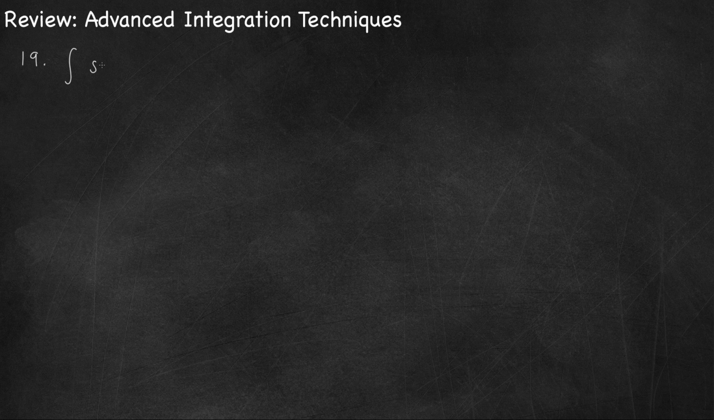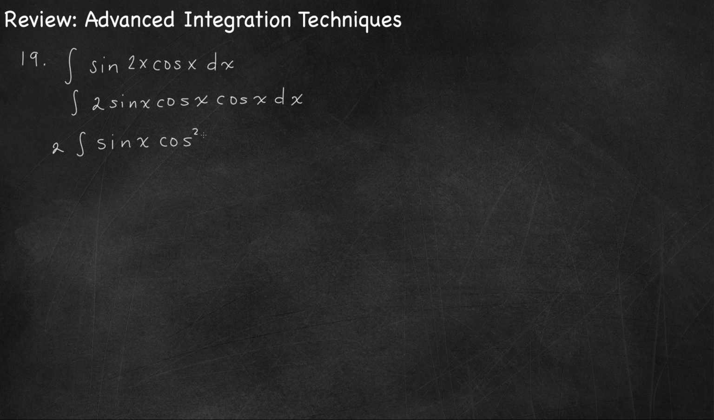19. Integral of sine of 2x cosine x dx. Now here we have sine of 2x and cosine of just x. The angles do not match, so we're not going to be able to do a U-sub in the form that it's in right now. We want to use a trig identity on sine 2x so that we have the same angle in all of our trig functions here. So sine of 2x is equal to 2 sine x cosine x, okay, times the cosine x that's already there, gives us 2 times the integral of sine x cosine squared x dx.